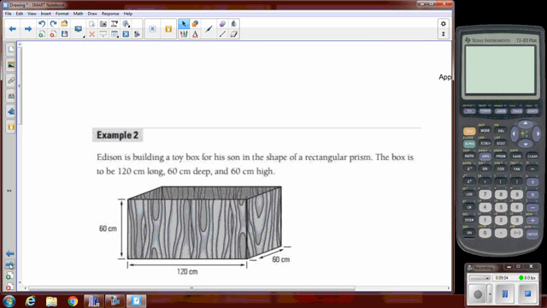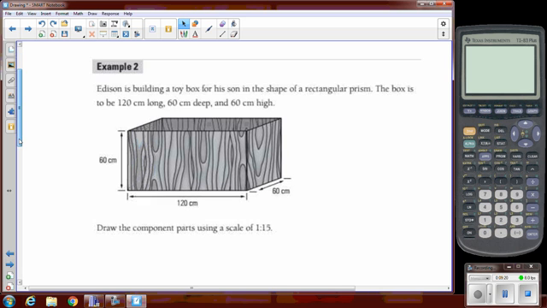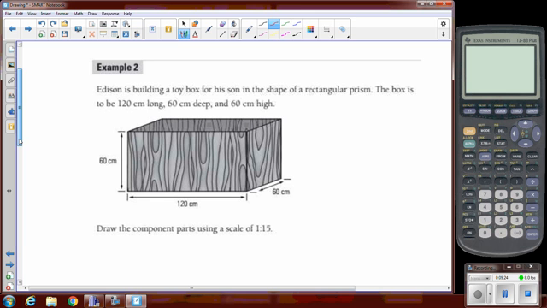But now we're going to look at this box. We got Edison building a toy box for his son in the shape of a rectangular prism. The box is 120 centimeters long, 60 centimeters deep, and 60 centimeters high, and you can see it's all labeled on there. This one, it's saying draw the component parts using a scale of 1 to 15. So remember, this is drawing to original. So it's already giving us a scale. We don't need to choose it this time.